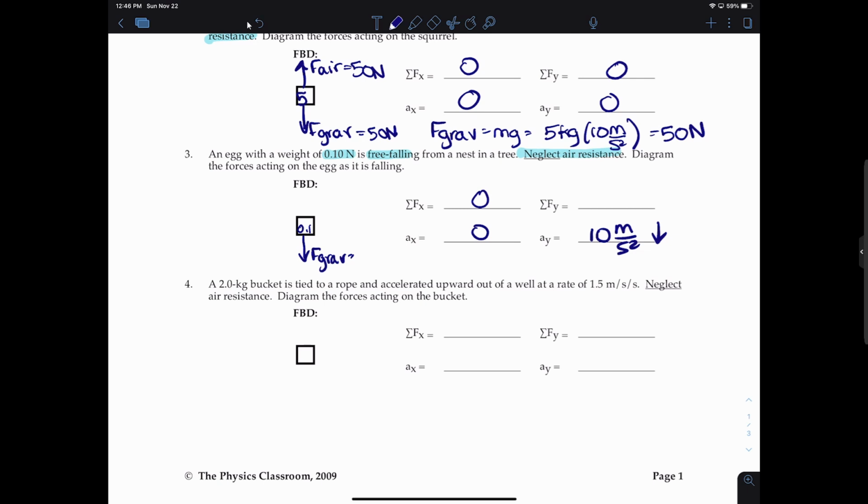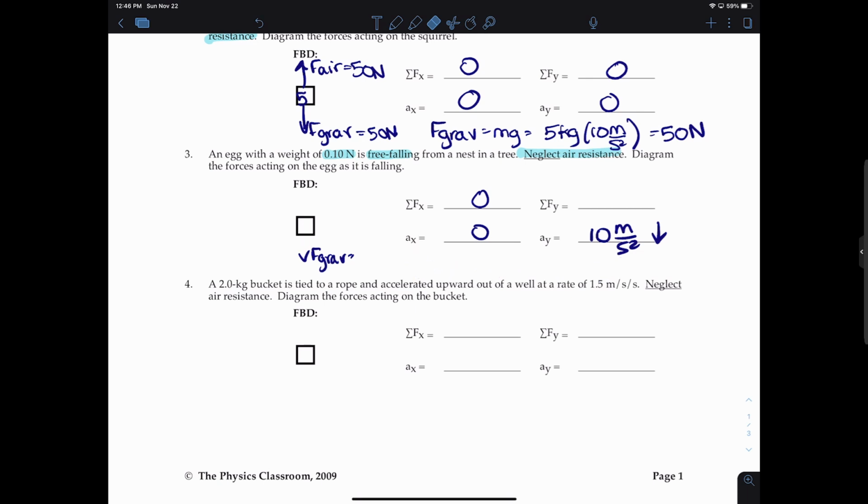So now we can find the force of gravity is equal to mass times g, which equals 0.1 kilograms times 10 meters per second squared, which equals... So just to let you know, I made a mistake here. So this is incorrect.